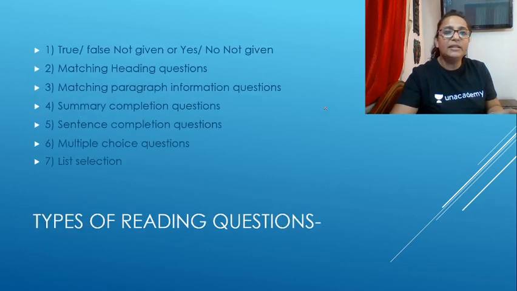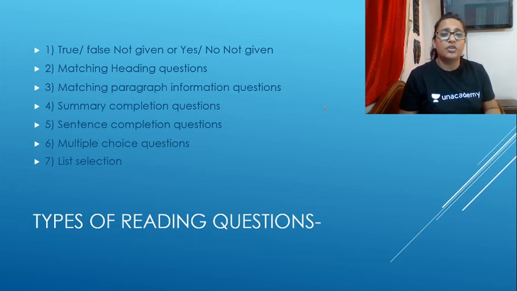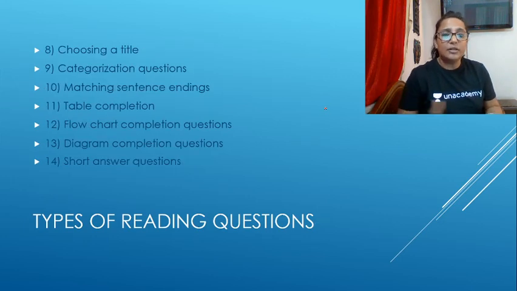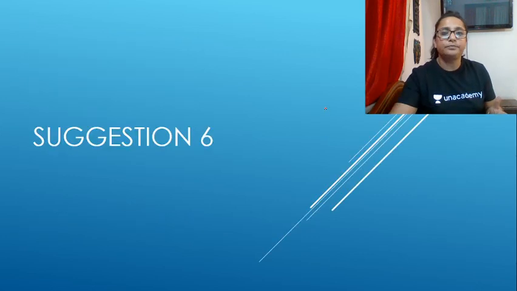So for all these: true false not given, matching heading questions, matching paragraph information questions, summary completion questions, sentence completion questions, multiple choice questions, list selections. I mean, just look at the number of types of questions that you have to answer. Choosing a title, categorization, matching sentence endings, table completion, flow chart, so on and so forth. So for each one, I should know what strategy I should have to be able to answer best.